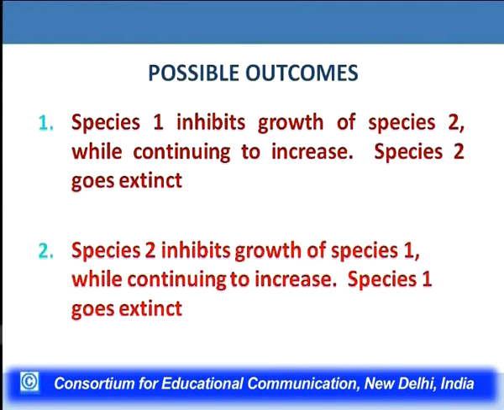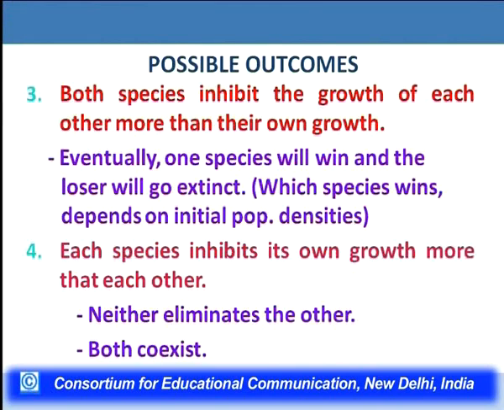First, species 1 outgrows species 2, it inhibits the growth of species 2, and therefore species 2 goes extinct. Second, species 2 inhibits the growth of species 1 and outgrows species 1, and therefore species 1 goes extinct. Third, both species inhibit the growth of each other more than they inhibit their own growth.